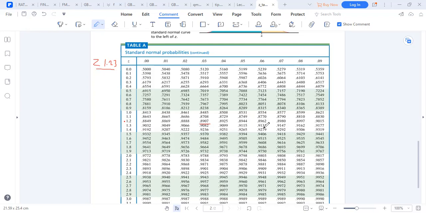So suppose I was told to find 0.9130. It may not be exact, but the closest. I can still pick this 0.9130, meaning the Z here will be 1.3 and 0.06. So this is 1.36. All right.